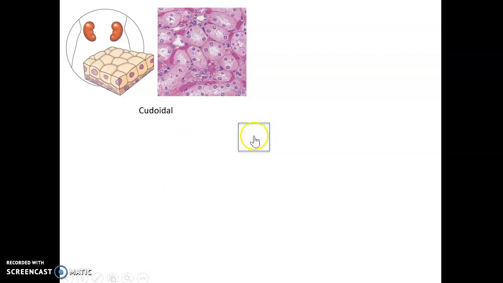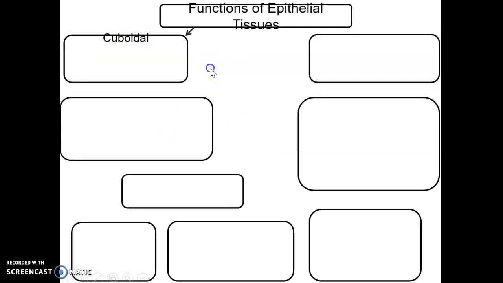Now, what about cuboidal? Where do you find them? Well, first of all, they're fairly rare. You don't find a lot of cuboidal. They're not the most common kind, but these particular are found lining the ducts of glands. So if you have glands, things like your sweat glands, they would line the little opening or duct that goes up to the surface. That is where you would find cuboidal tissue.